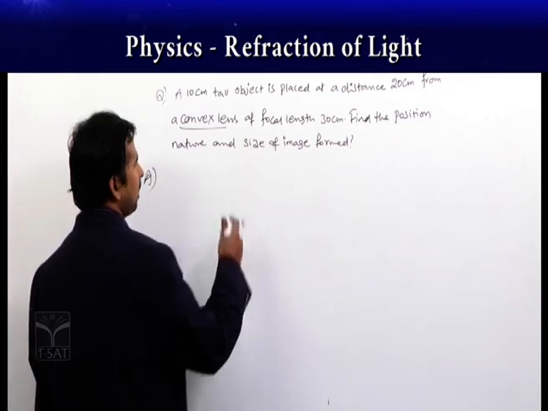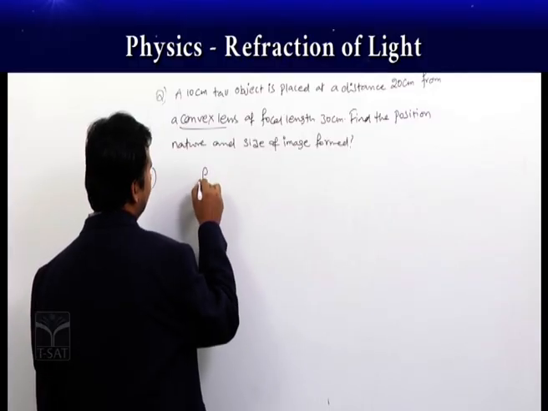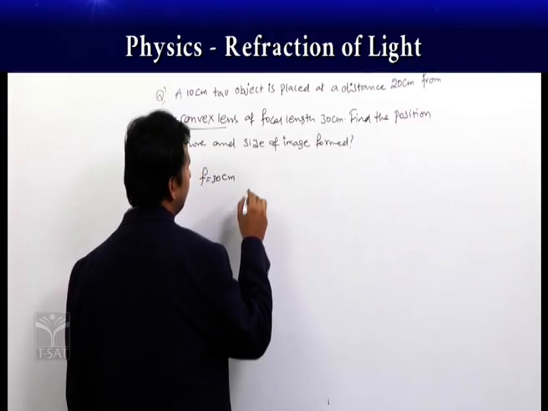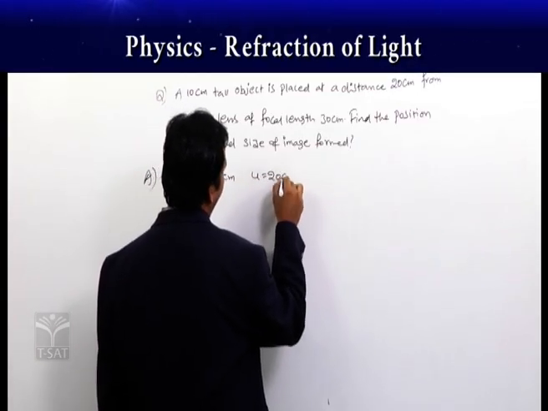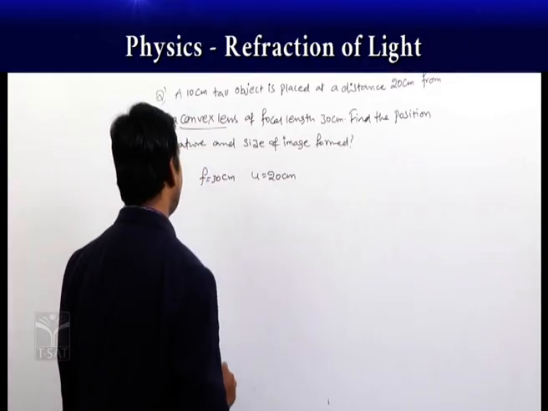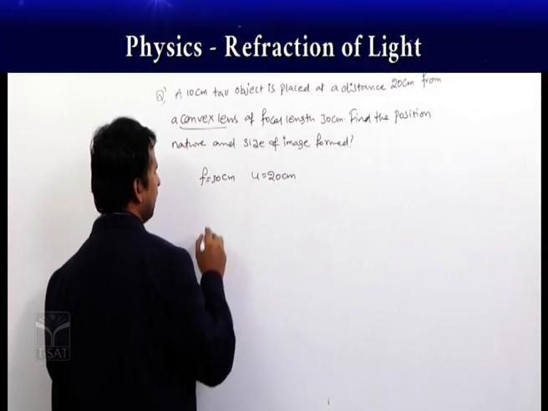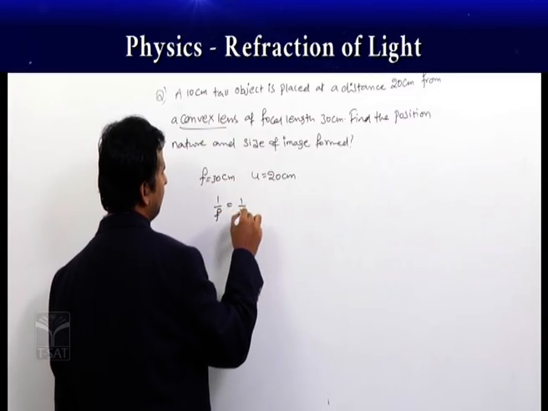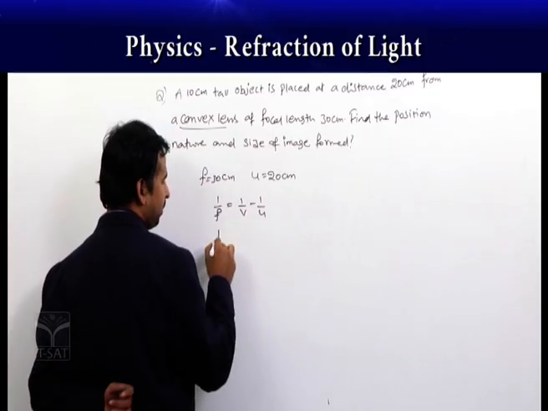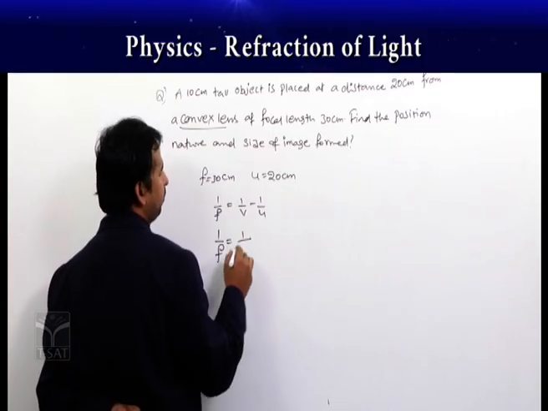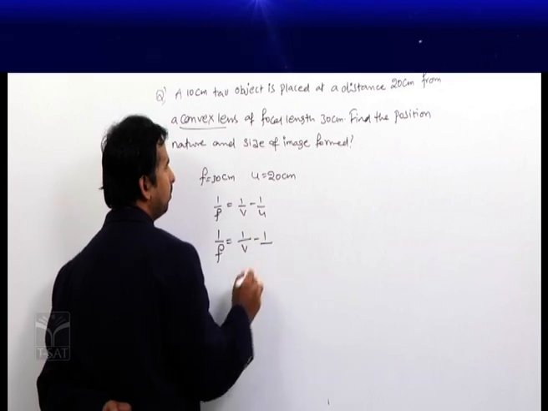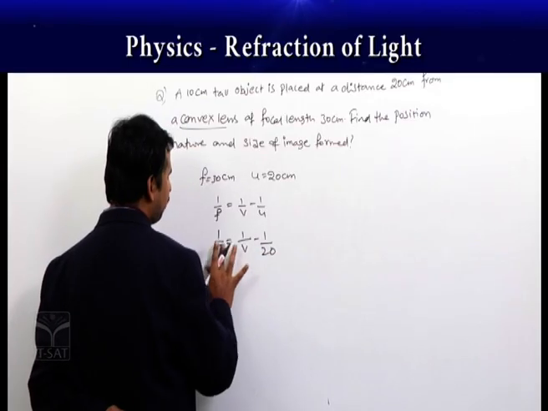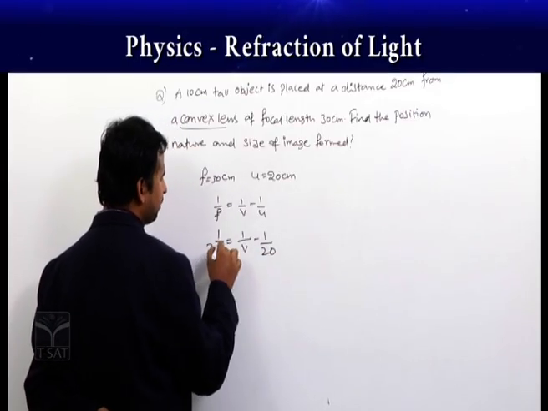Okay. Then the f value given is 30 centimeters and the object distance u given is 20 centimeters, placed between f and the optic center. Then 1/f = 1/v - 1/u, where the v value we do not know, the object distance given is 20 centimeters, and the focal length given is 30 centimeters.